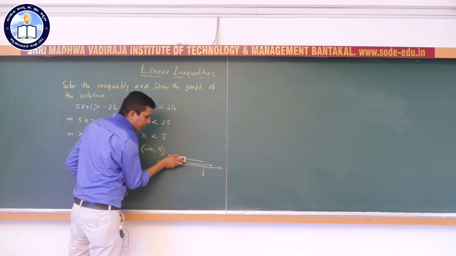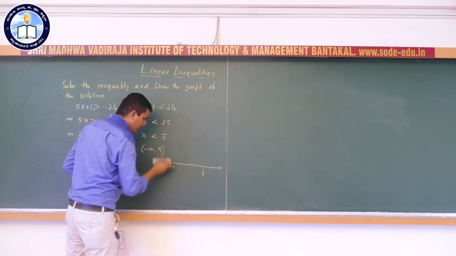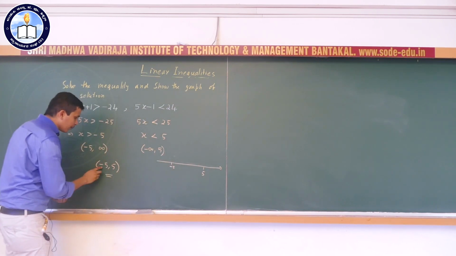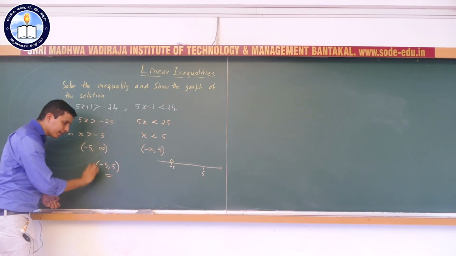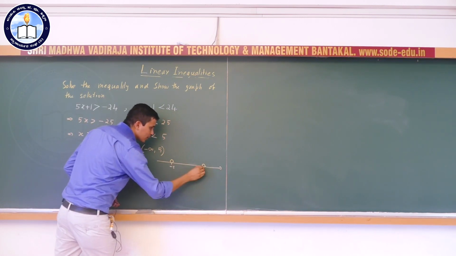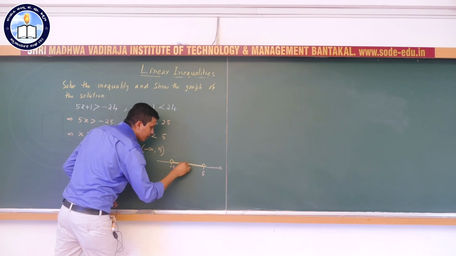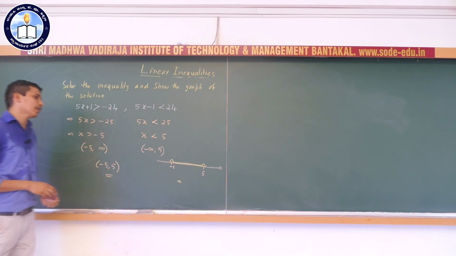So in your number line, it comes like this. For that minus 5 it is an open circle, since it is an open interval. 5 is also an open circle, right? In between these two, whichever numbers are there, I need to shade. So this is the graphical representation of the solution.